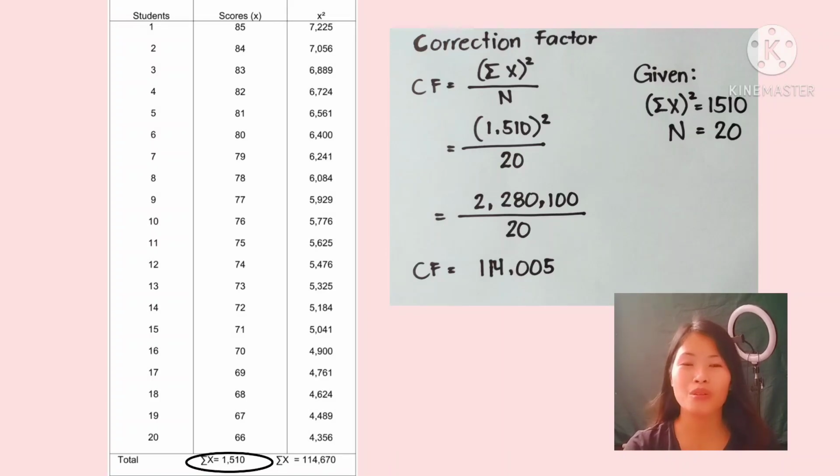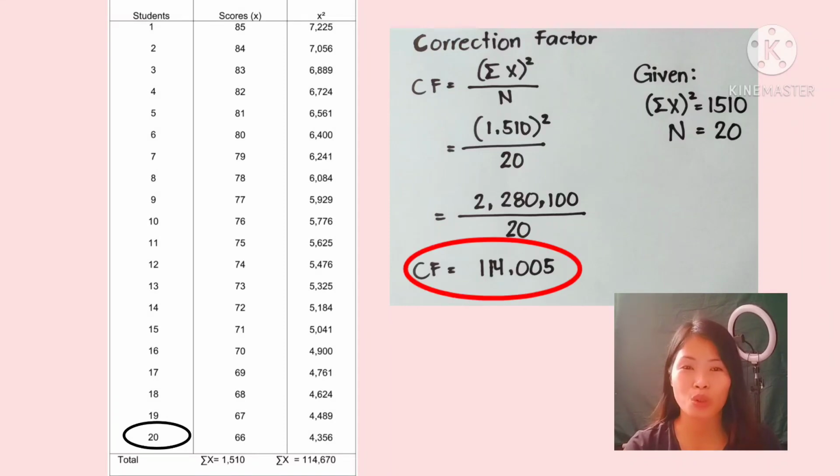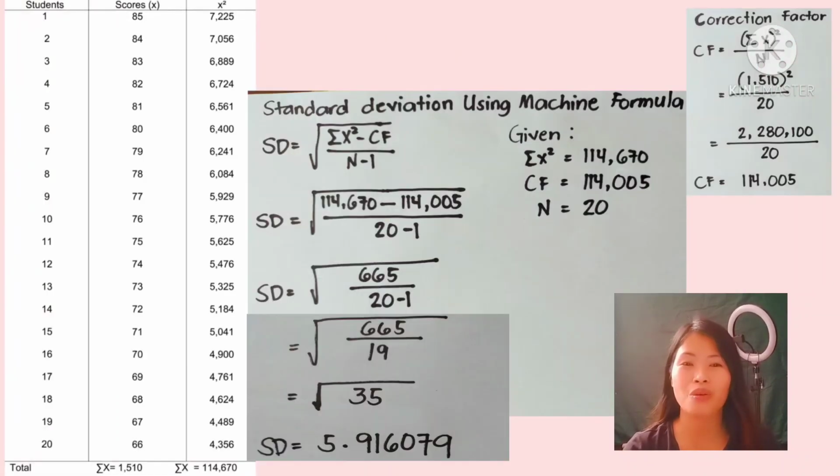So next, let's divide. 2,280,100 divided by 20 is equal to 114,005. So our correction factor is 114,005. Since we now have our correction factor, we can proceed to finding our standard deviation. In step 5, let's apply the standard deviation for ungrouped data using the machine method.